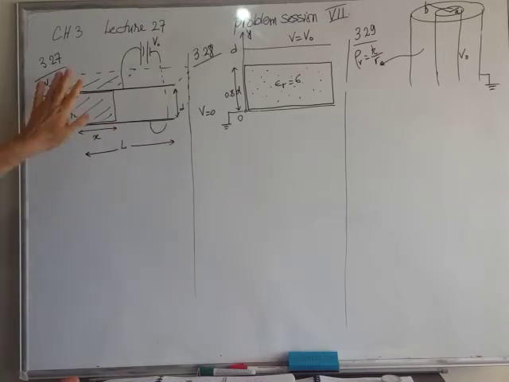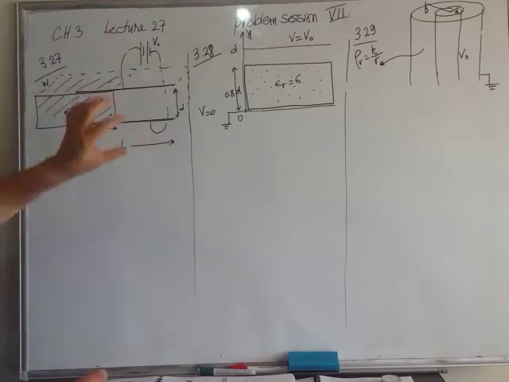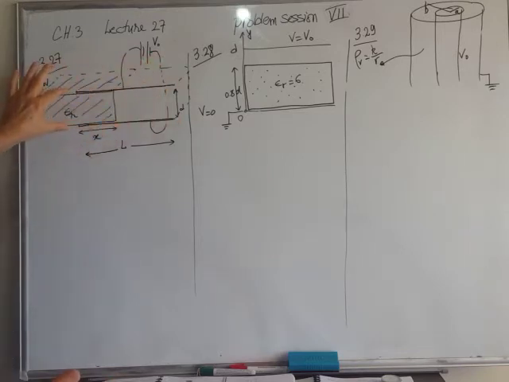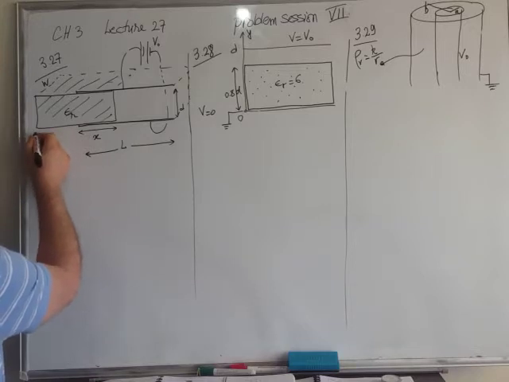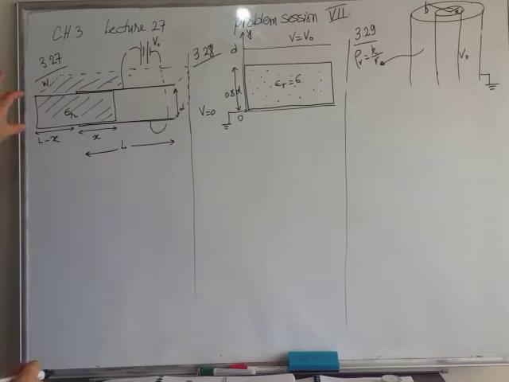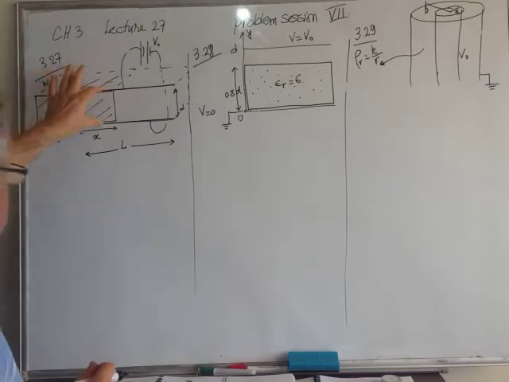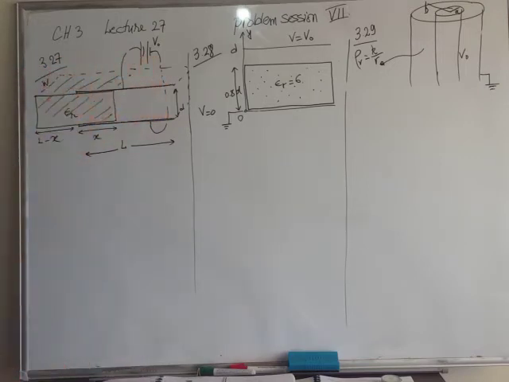After being charged, you disconnect it from the battery and you pull the dielectric slab to this position where only a part of it of length x is still between the plates, and the other one, which is this one, should be L minus x, because originally the length of the slab is the length of the capacitor itself. Now, having reached this new position, the question is, what is the electric force between the dielectric slab and the capacitor?